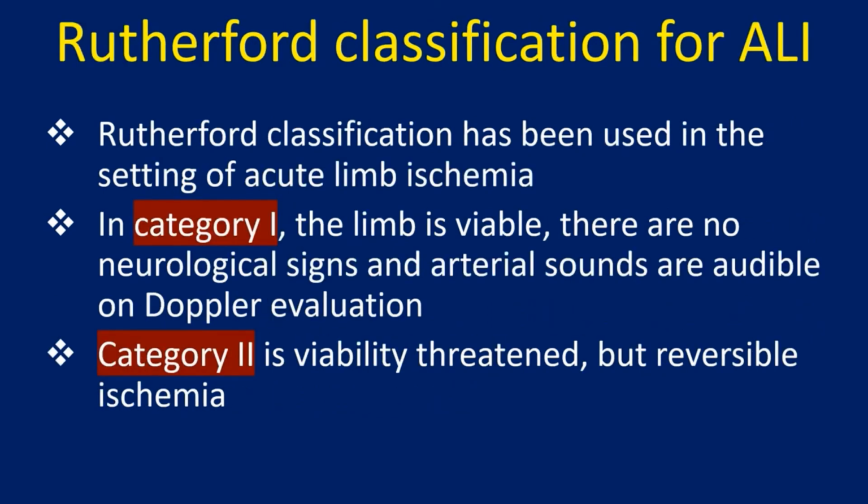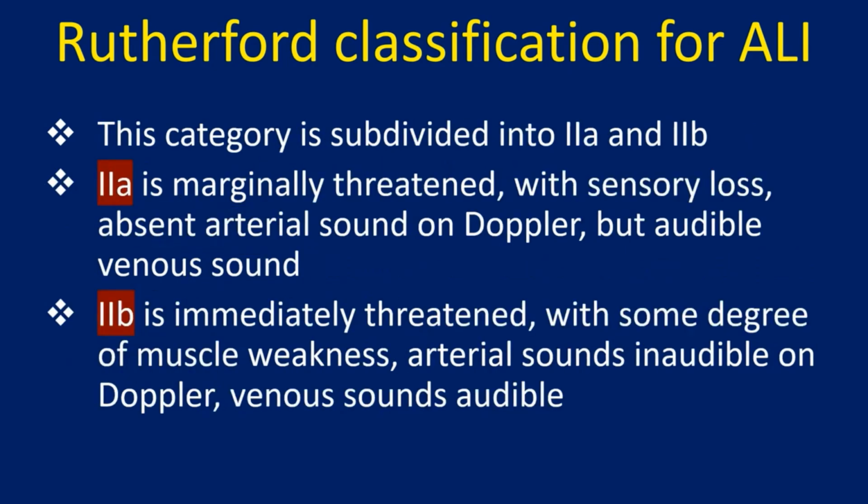Rutherford classification has been used in the setting of acute limb ischemia. In category 1, the limb is viable, there is no neurological sign, and arterial sounds are audible on Doppler evaluation. Category 2 is viability threatened but reversible ischemia. This category is subdivided into 2A and 2B.